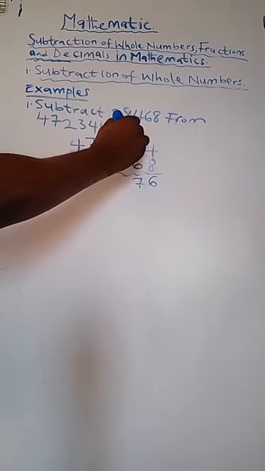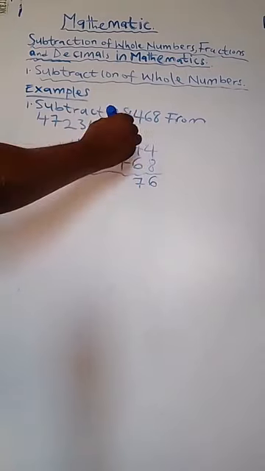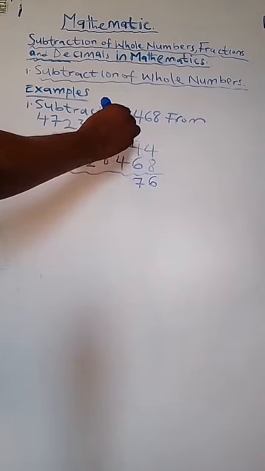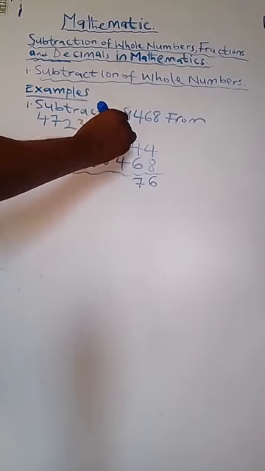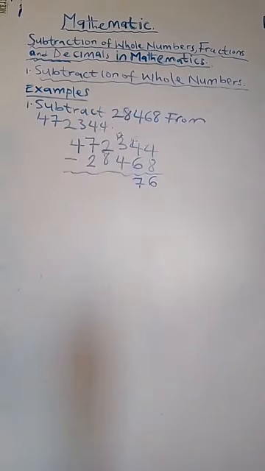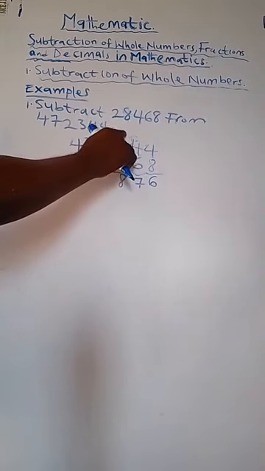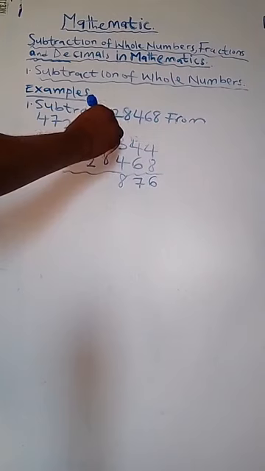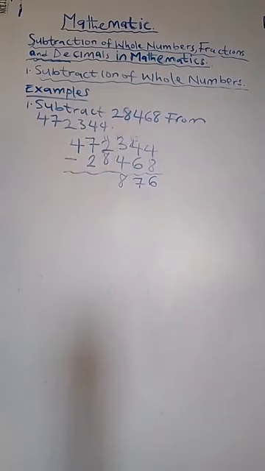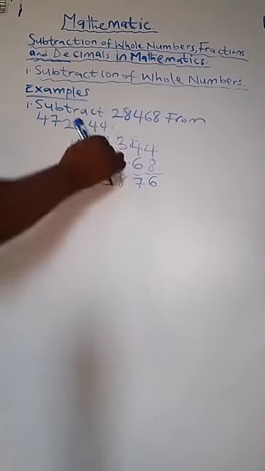Alright? Now, this place, you have also borrowed 1 from here. So what you have here is 2. Now, 2 minus 4 is also not possible. You borrow 1 from here. So what you have here now is 12. Now say 12 minus 4. You have 8. Now, this place, you have borrowed 1 from here. What you have here is 1. 1 minus 8 is still not possible. You borrow 1 from here, and what you now have here is 11. Now say 11 minus 8, you have 3.